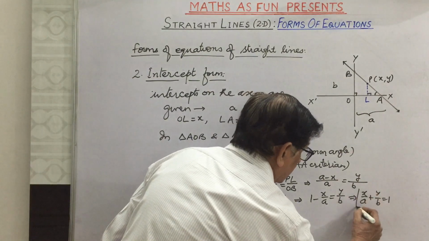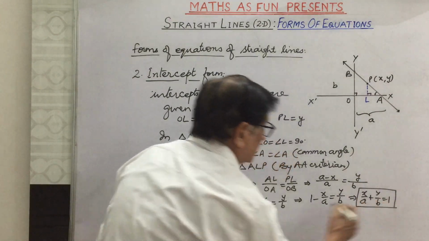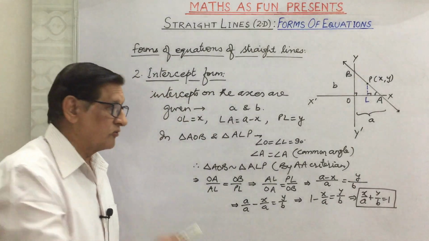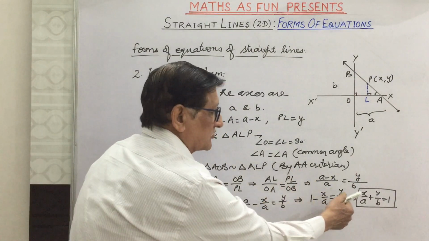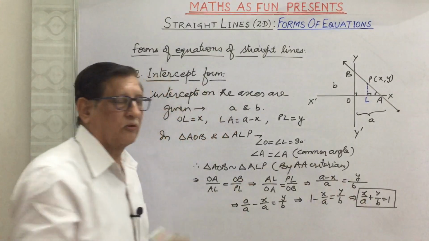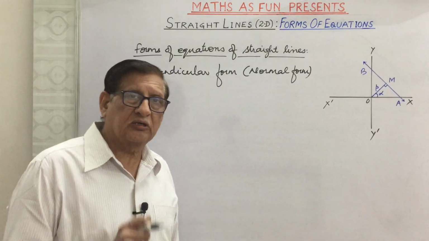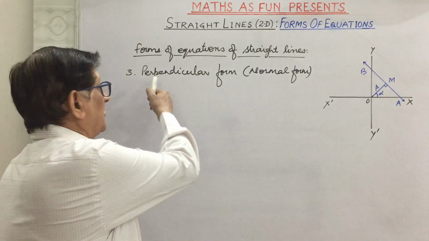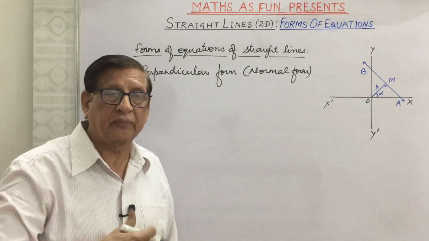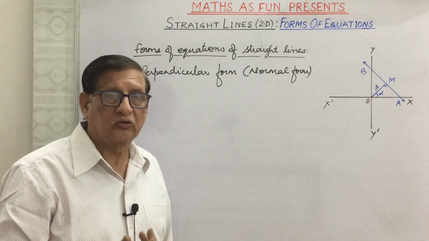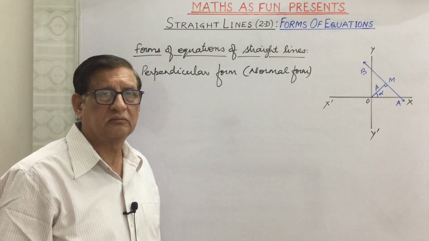This is the intercept form of the equation of the line. Here what are a and b? A and b are the intercepts on the x-axis and y-axis. The third form of the equation is perpendicular form, or we call it normal form, because the perpendicular is also known as the normal to the line.